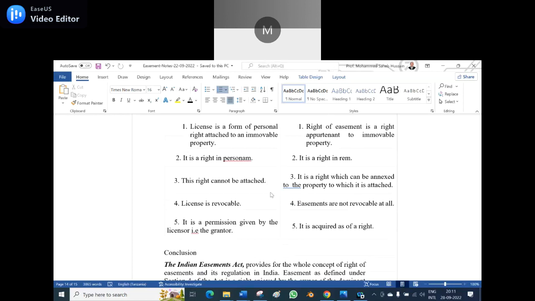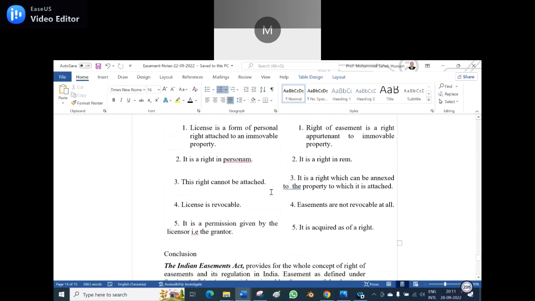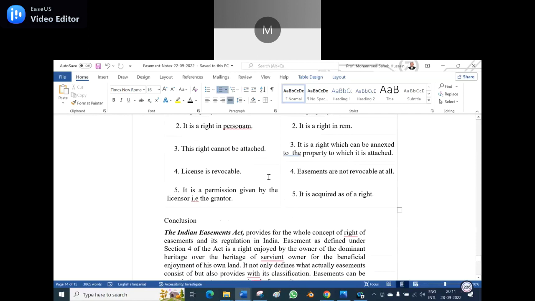Yes. Next, a license is revocable. Here, the license can be revoked, and easements are not revocable at all, because once the easement is given, it is forever. The fifth is that a license is a permission given by the licensor. There is a grantor. Here, the grantor grants the license, and an easement is acquired as of right. By operation of law, a right can accrue, exist, and be enjoyed, and the right will pass to the purchaser when the land is transferred.